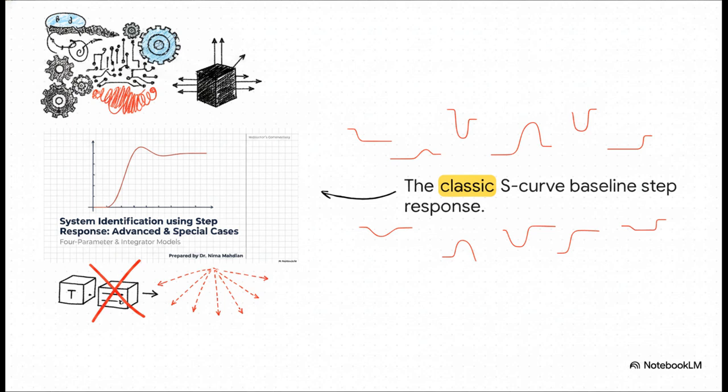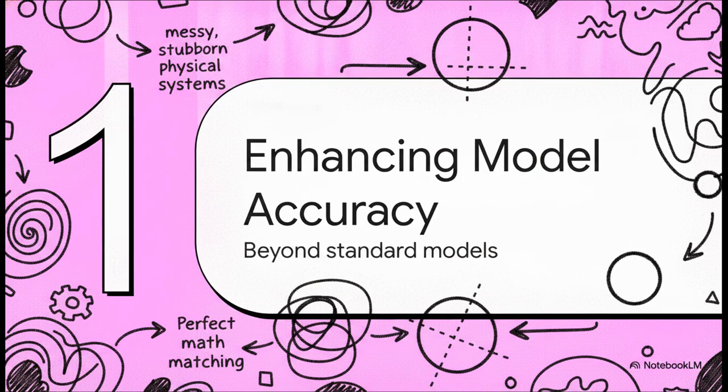But what happens when the real-world system you're actually trying to measure is super complex, and a simple first or second order model just doesn't fit this curve tightly enough? I mean, what then? We need a lot more flexibility. That brings us to Section 1, Enhancing Model Accuracy, where we look way beyond those standard models.